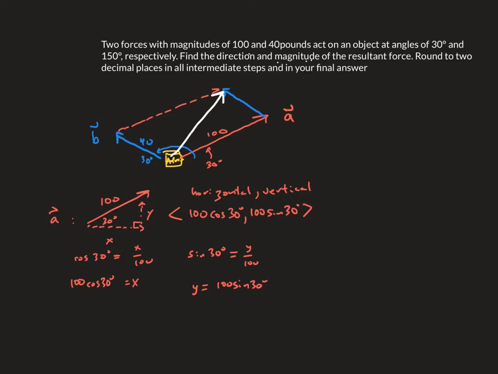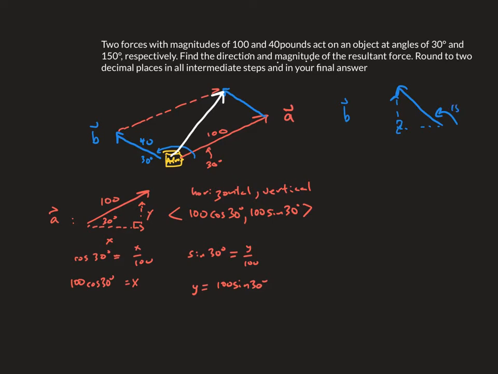Let's do the same thing for vector B. Okay, so for vector B, I'll do this in blue just to stay consistent here. So for vector B, what I wanted to do, vector B is a vector that comes off at 150 degrees, right? And I still have a right triangle here.